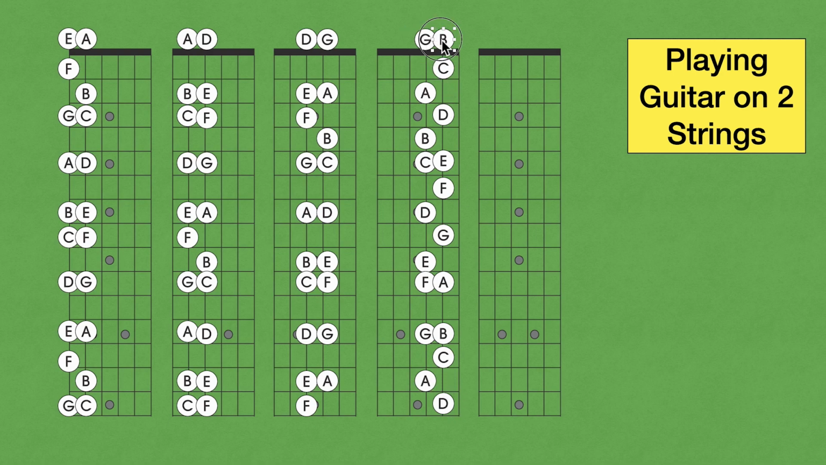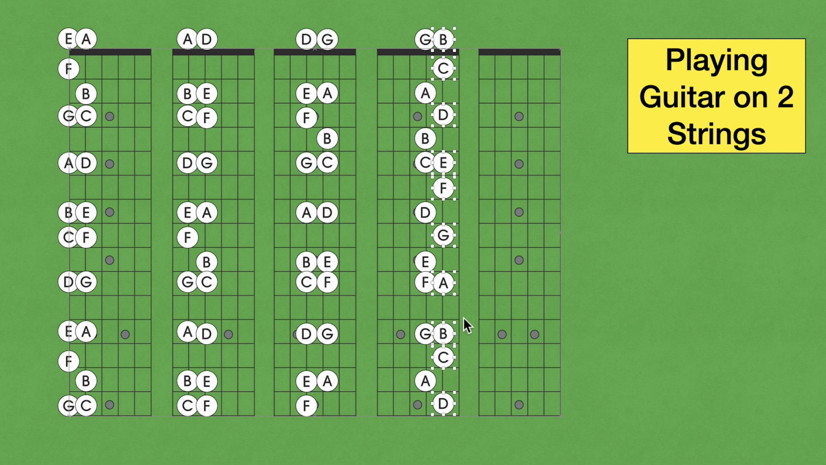The ones that are directly across from each other are now major thirds, which makes it convenient when we're playing major thirds in this key here. We have them right across from each other. This is actually the formation of what we know as the A shape on the guitar.